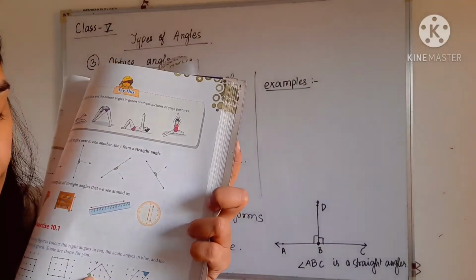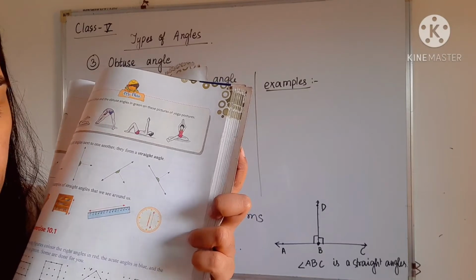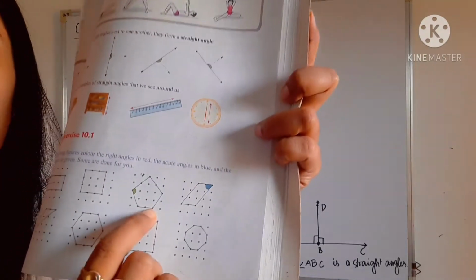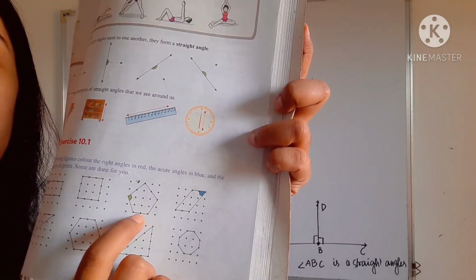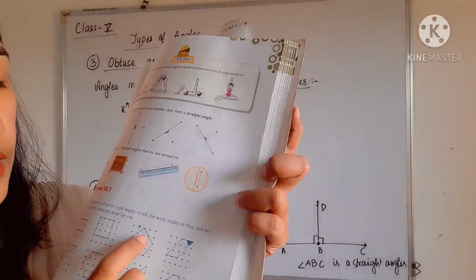Similarly, here you can see the green one. This is obtuse angle. So here 1, 2. This is obtuse, and you can see this is also obtuse. Okay. The below one, this is also obtuse. This is also obtuse angle. So you have to color this one as this is obtuse.